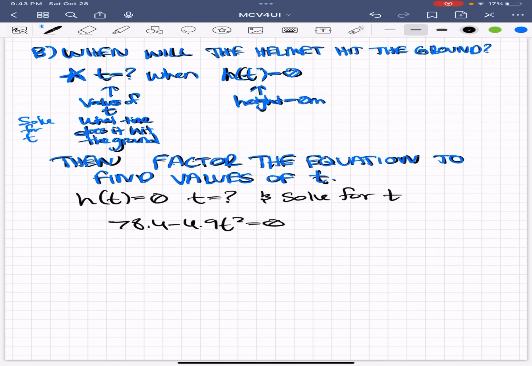And solve for t. So what we do is we factor the equation to find the values of t, and we can do this through multiple ways. Back to our handy dandy pencil.